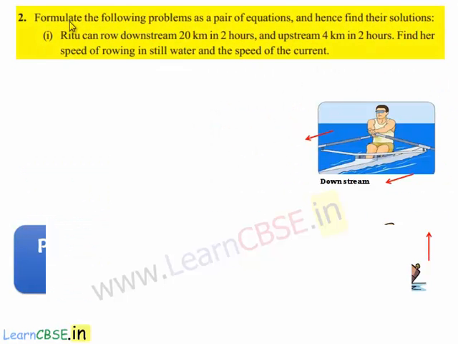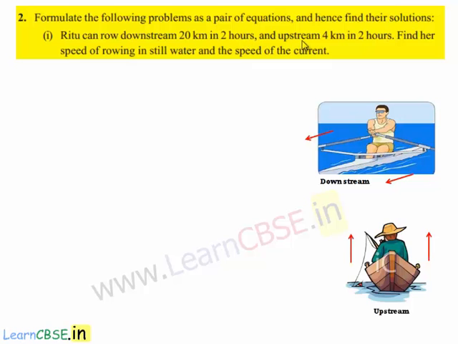Coming to the second problem, formulate the following problems as a pair of equations and hence find their solution. The first bit given is Ritu can row downstream 20 kilometers in 2 hours and upstream 4 kilometers in 2 hours. Find her speed of rowing in still water and the speed of the current. So let us work out the problem.